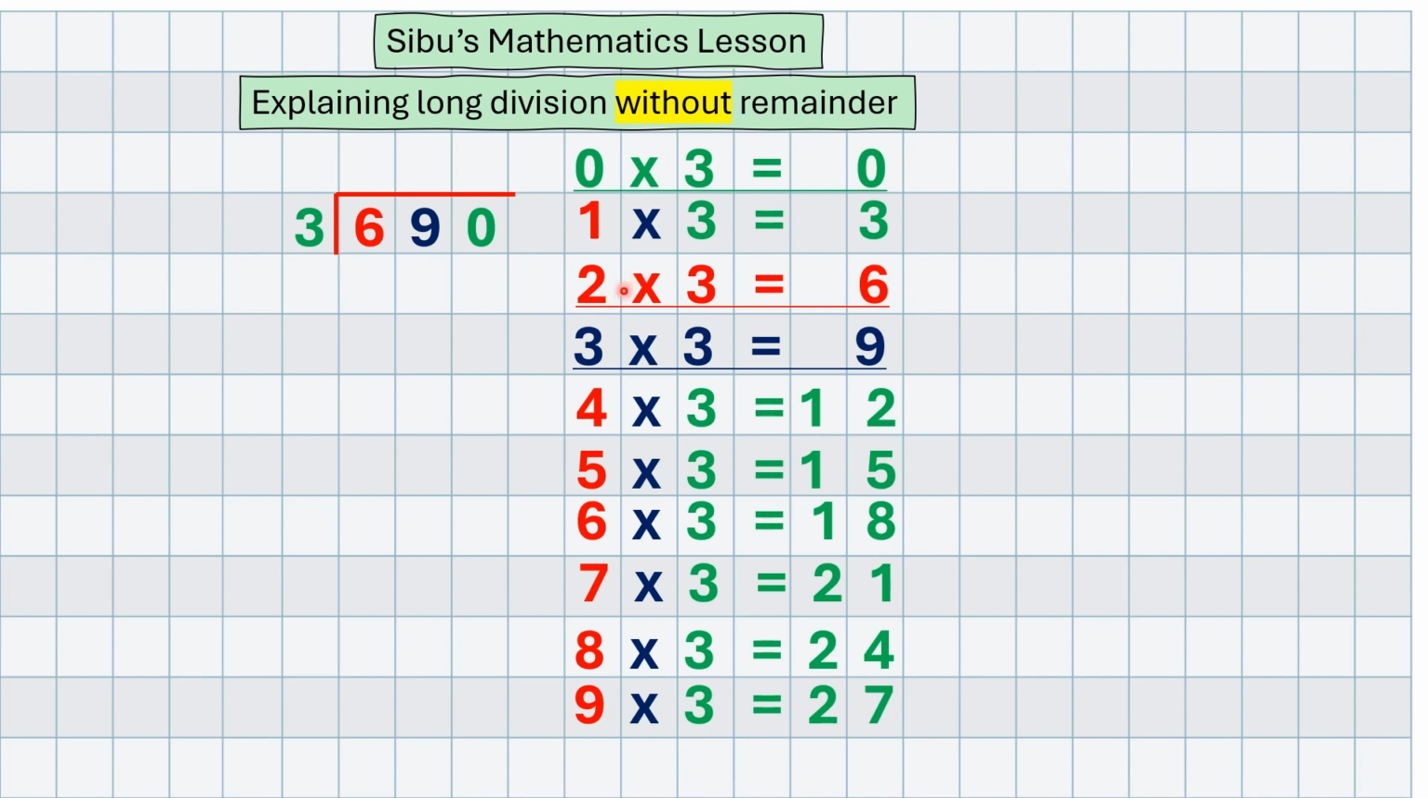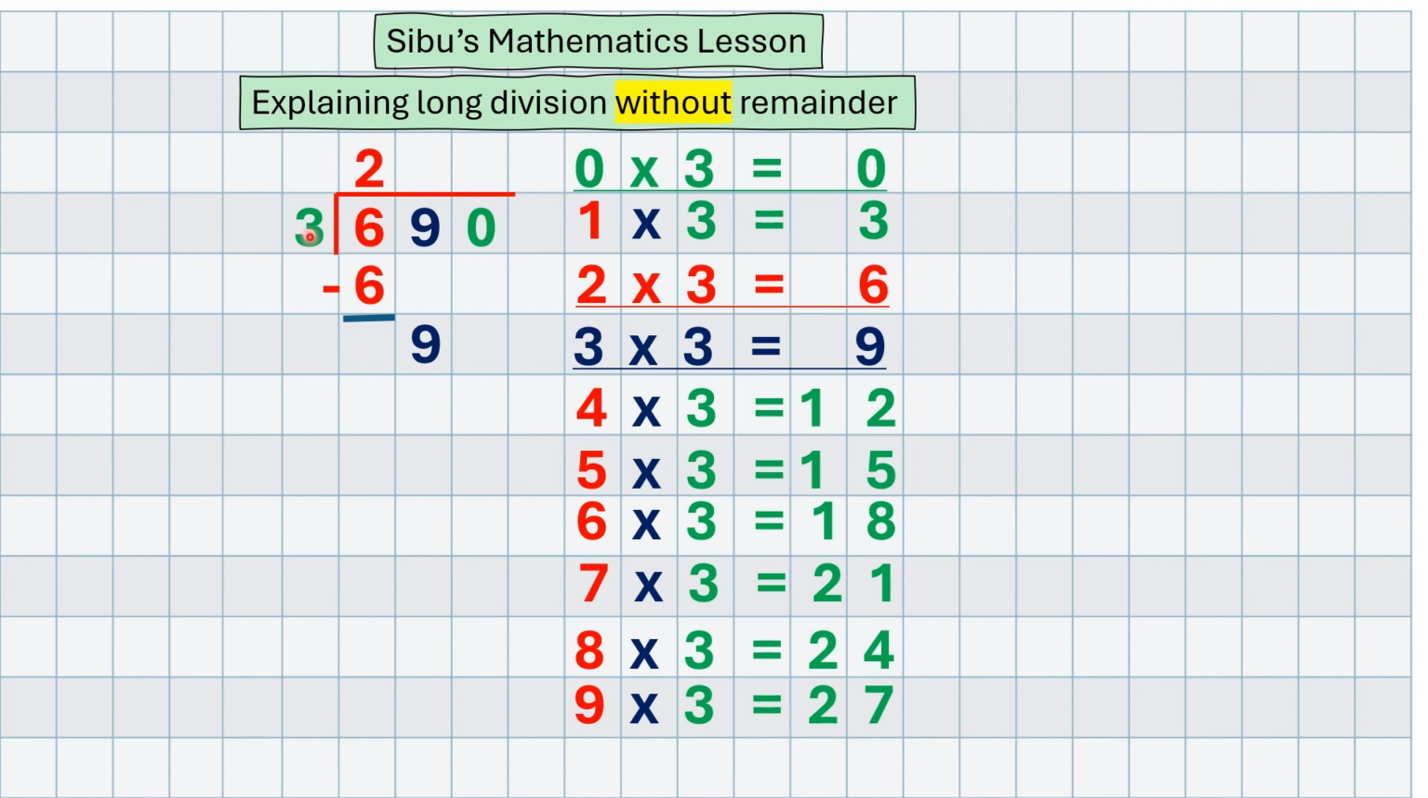Nearest multiple, remember, equal to or less. So, the nearest multiple of 6 is 6. How many times 3 is that? 2 times 3. Where do we write it? Above the 6. Now we say 2 times 3, like this, is 6. We write it below the 6. We do subtraction. 6 minus 6 is 0. You can write 0 there or just leave a dot there or leave it as it is. No problem. Now bring the 9 down.